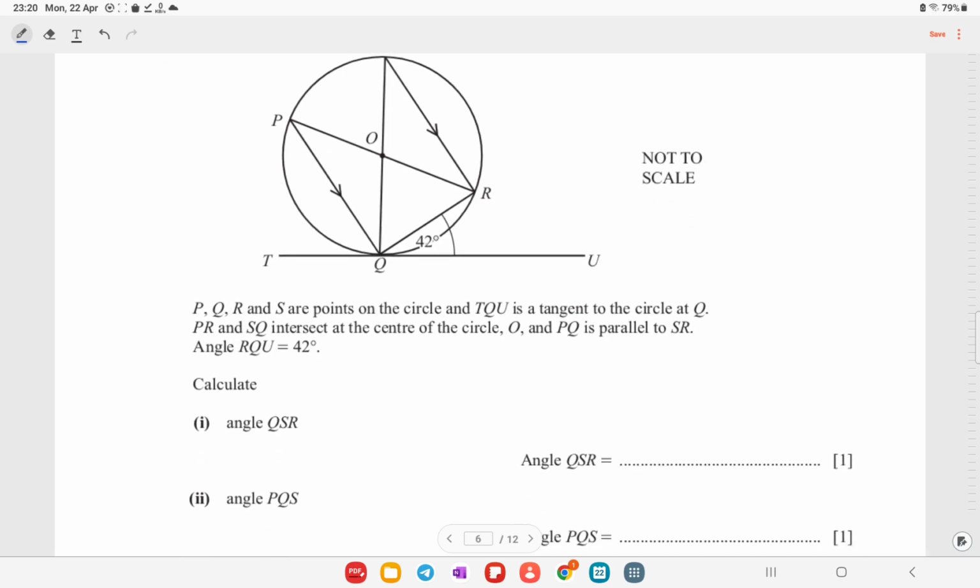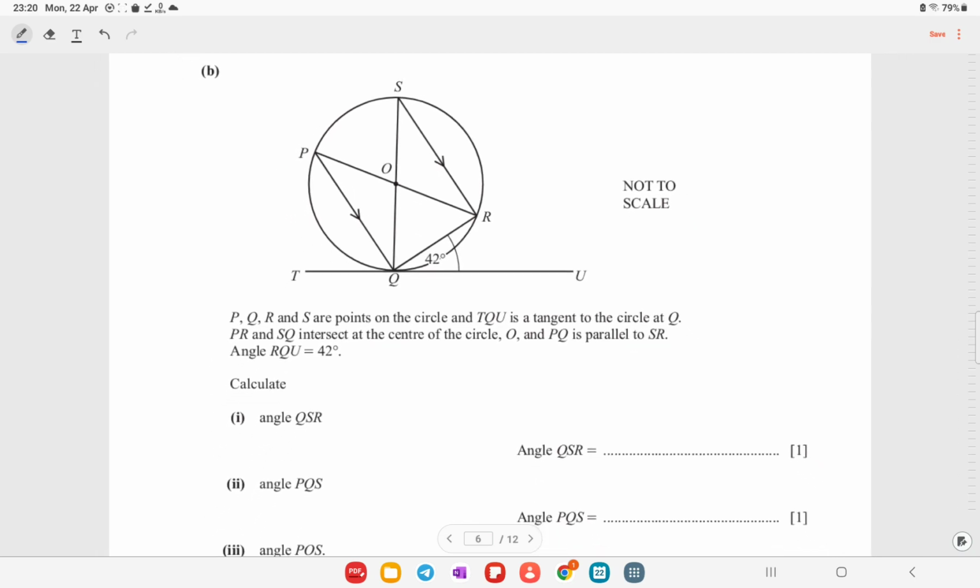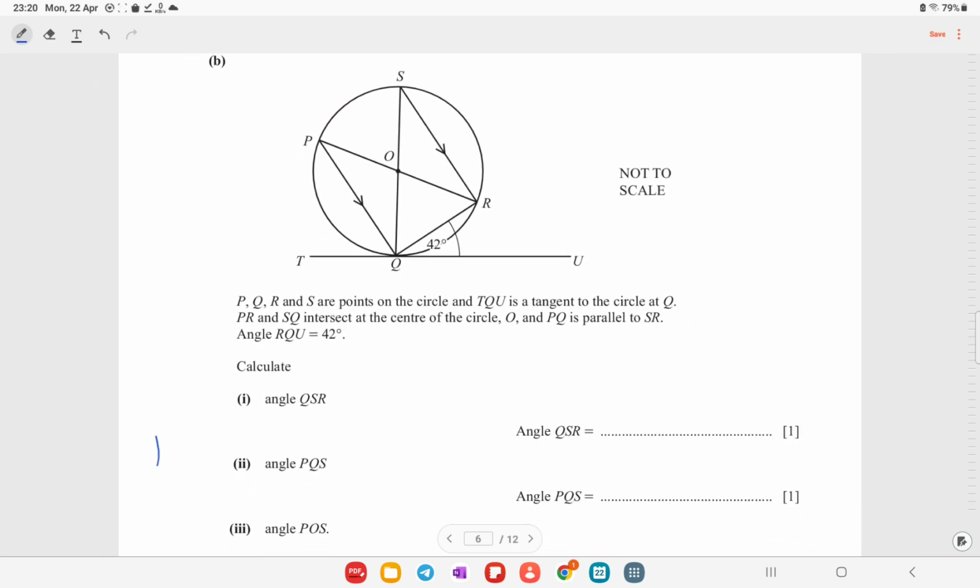Okay, now we're going to the next question, and this question says that P, Q, R, S are points on a circle, and TQU is a tangent to the circle at Q. PR and SQ intersect at the center of the circle O, and PQ is parallel to SR. Angle RQU is 42 degrees. Okay, so we need to find out angle QSR. So basically, we need to find out this angle first of all.